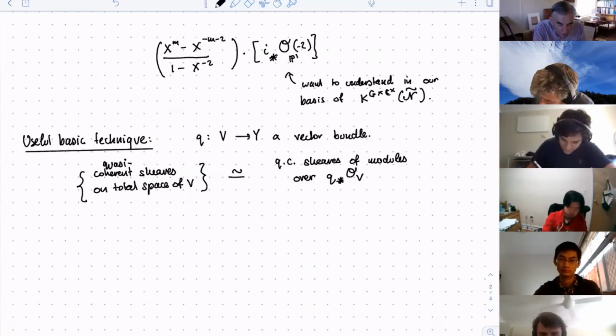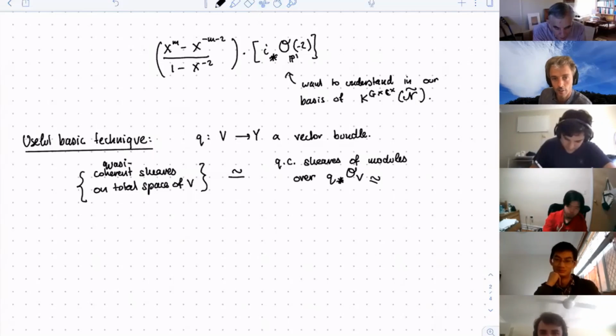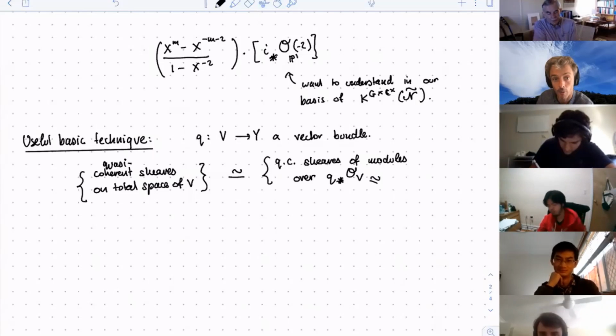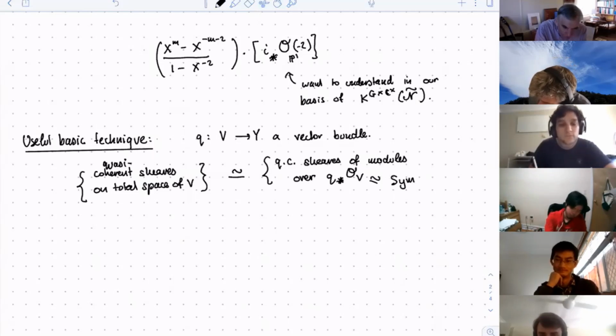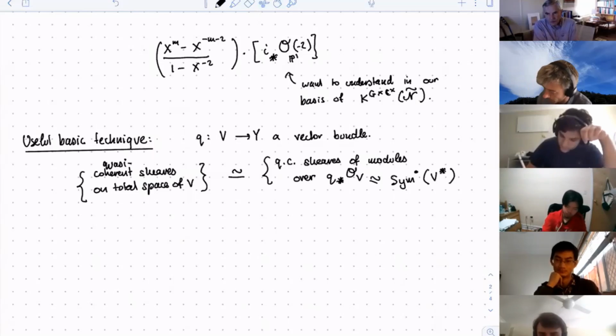over Q lower star of the structure sheaf on V. And this is isomorphic to, so this is the thing that makes the vector bundle case. This general statement will be true for any affine morphism. But in the particular case of a vector bundle, we can write this rather nicely as the symmetric algebra of the dual vector space. Okay. This is just a relative version of the fact that regular functions on a vector space is the same thing as the symmetric algebra of the dual of that vector space.